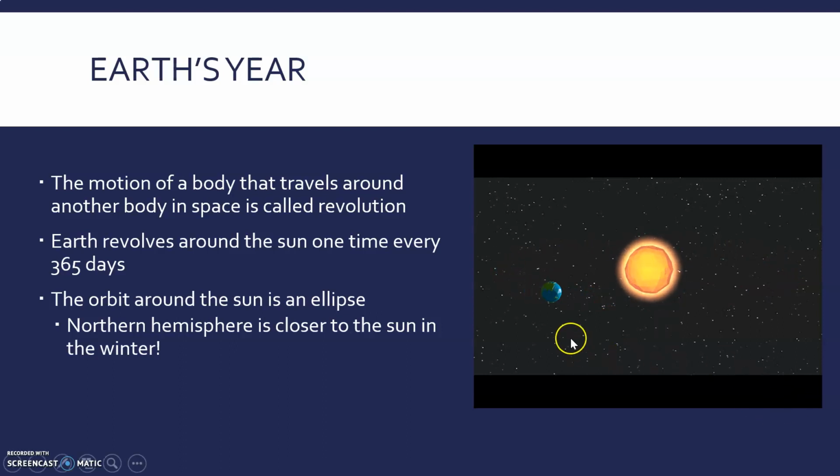If you look carefully, you'll also see that this Earth is actually spinning, and that spinning is that rotation piece we talked about on the slide before. So it is not only rotating every day, but 365 rotations equals this one revolution. Now, the northern hemisphere is going to be closer to the sun in the winter because we are tilted towards the sun. That's why we have longer daylight hours and we have a warmer temp.